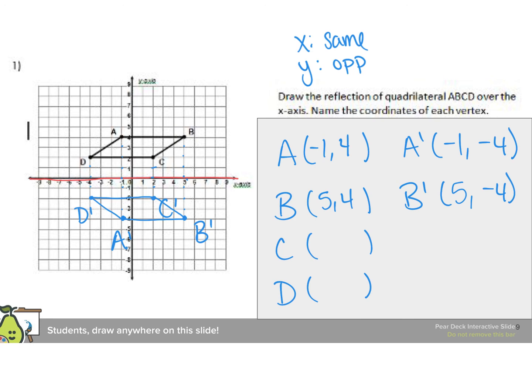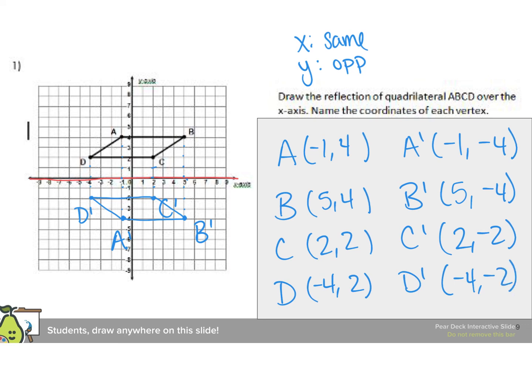For C, also in quadrant 1, it's at 2, 2. For C prime, x stays the same, and y becomes its opposite. And for D, it's at negative 4, 2. For D prime, x stays the same at negative 4. Y becomes its opposite, negative 2. One more practice problem.